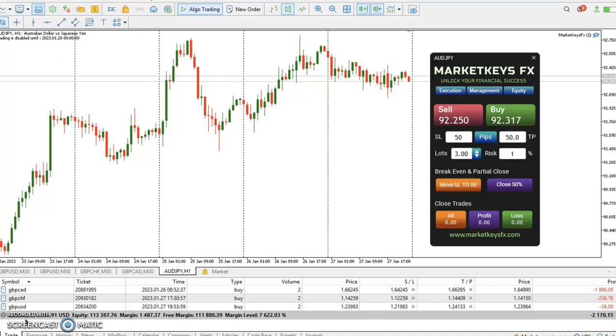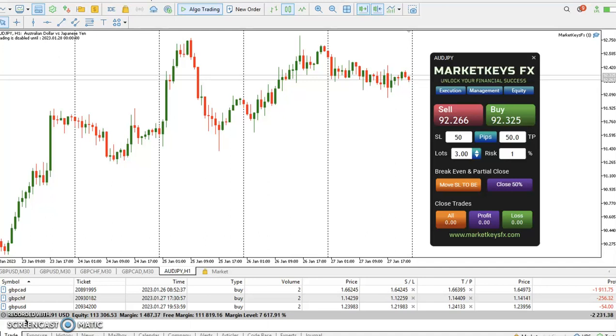Because as you know, different currency pairs have different values, and so their lot sizes and their risk values are going to be significantly different. So AUDJPY would not have the same risk parameters or lot size parameters like GBPCAD or GBPNZD, for example. It will always be different.